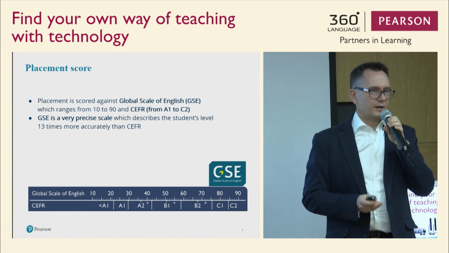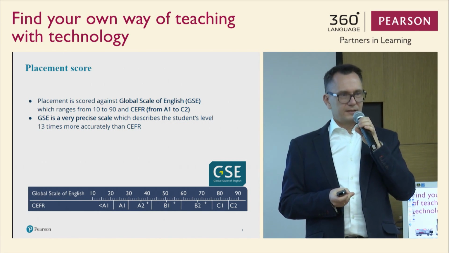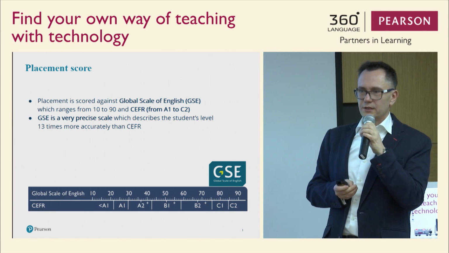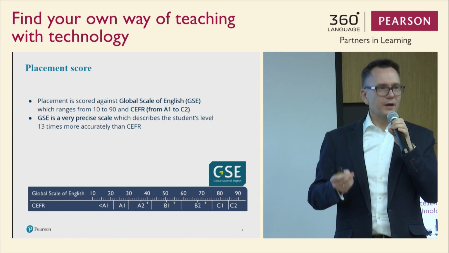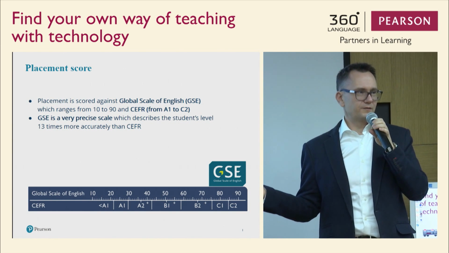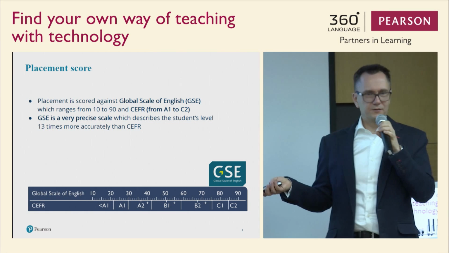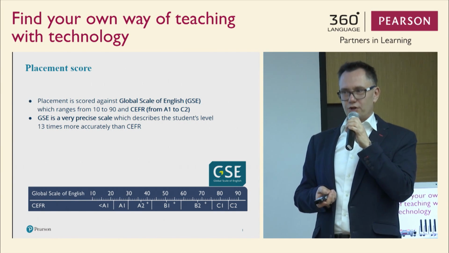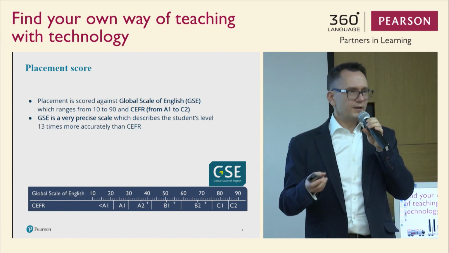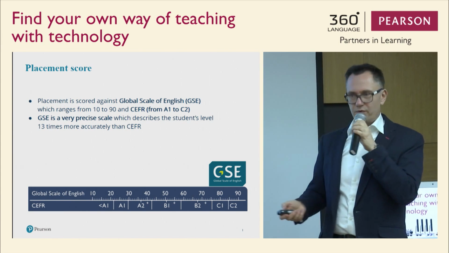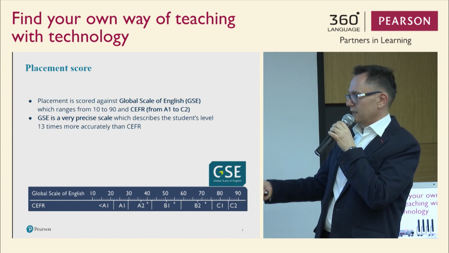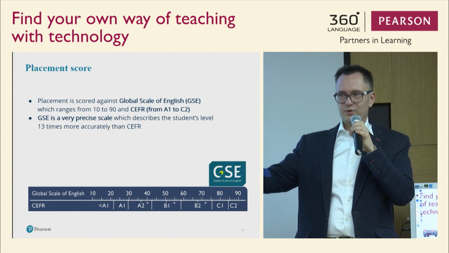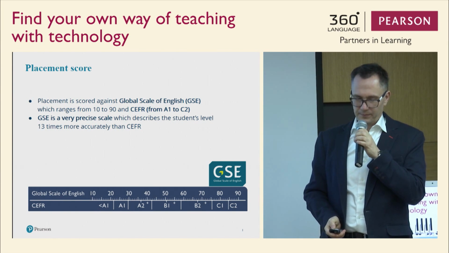Okay? And the reason we invented this is to be able to describe the level precisely, and also because we wanted to be able to motivate the students with this kind of approach. How can we motivate the students with GSE? Well, in a very simple way, because we can show them within a year or even within a semester that they have progressed, for example, from 40 to 42. They may still be A2, but they have progressed 3 points, 4 points perhaps.